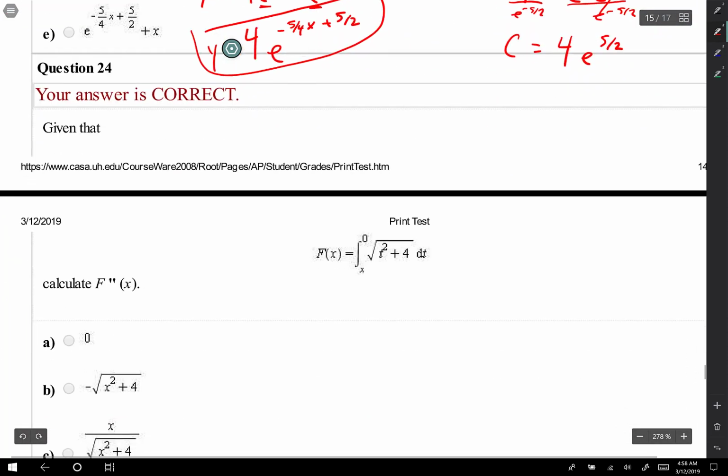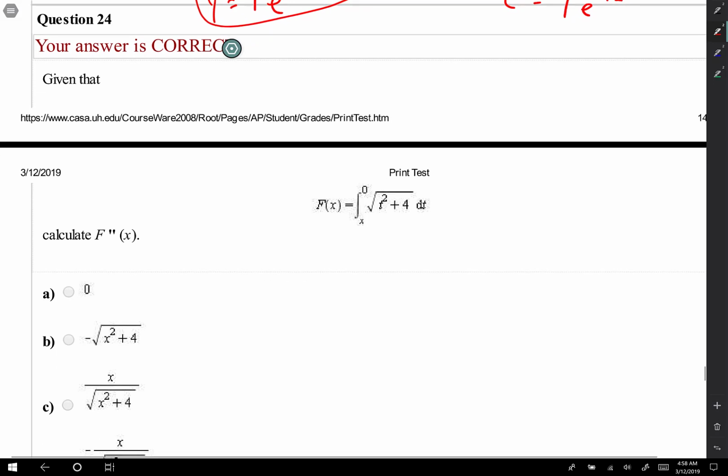All right, next one, calculate f double prime. So we're going to have to do two derivatives.